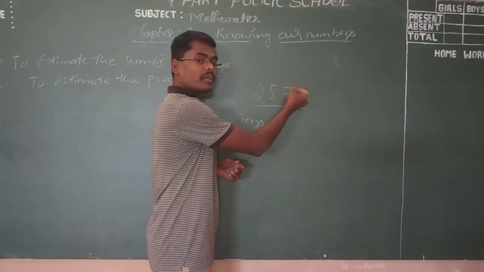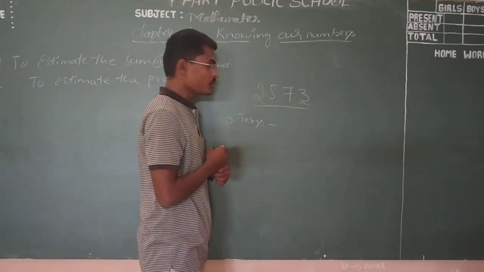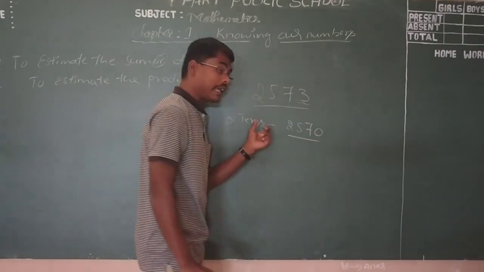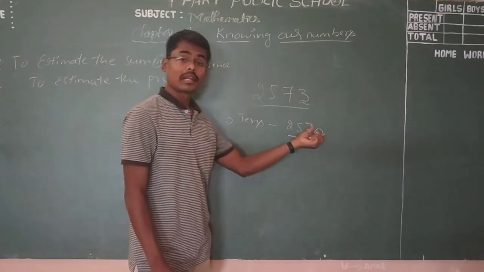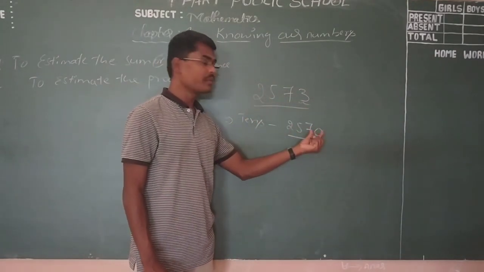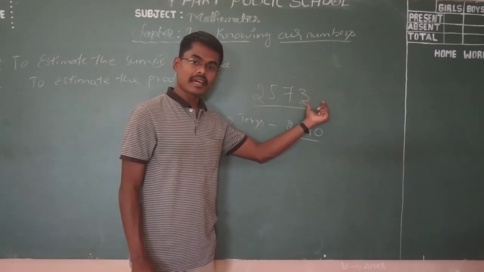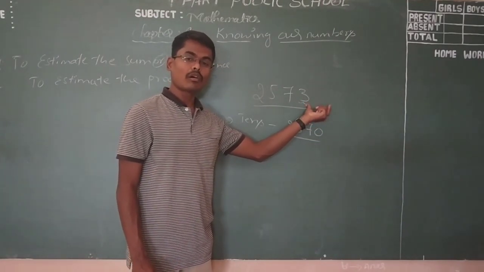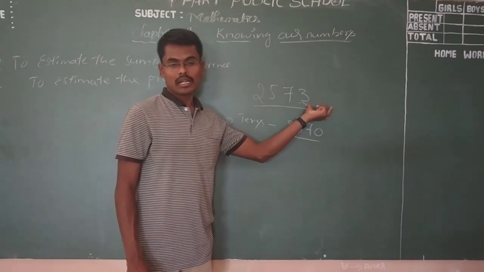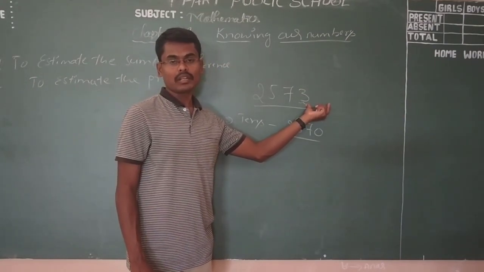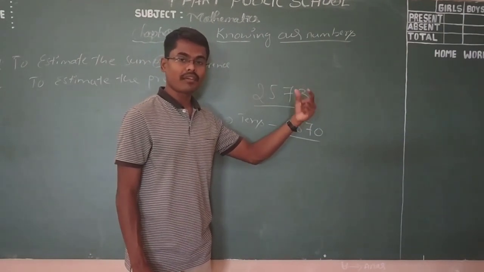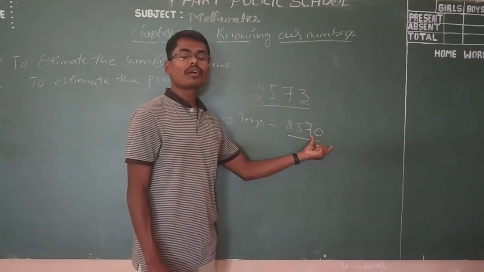What would be the round off value for this one? 2570. For tens I am going to relate this 2573 into 2570, because in the unit place 3 is there. What I said, for rounding off to the tens position we have to look at the unit digit place. Here the unit digit place is 3. For that reason, that is less than 5, I am going to relate it into 2570.